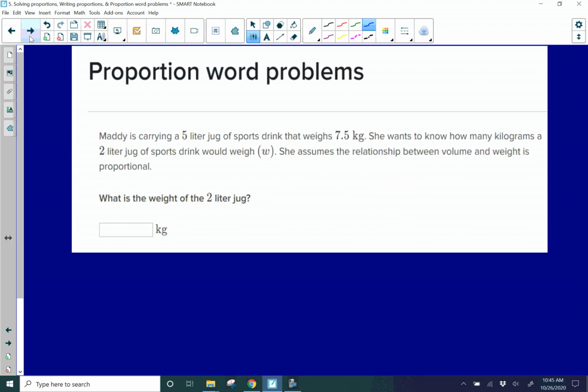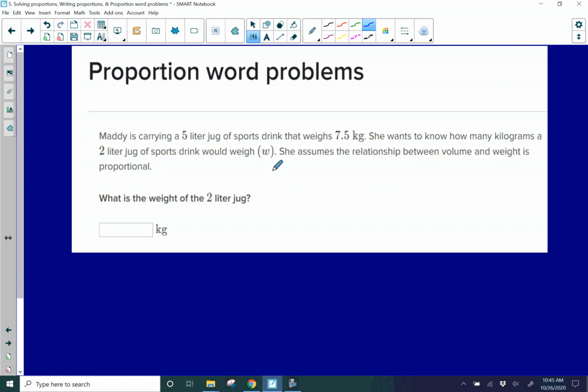Maddie is carrying a 5-liter jug of sports drink that weighs 7.5 kilograms. She wants to know how many kilograms a 2-liter jug of sports drink would weigh. She assumes the relationship between volume and weight is proportional. What is the weight of the 2-liter jug?